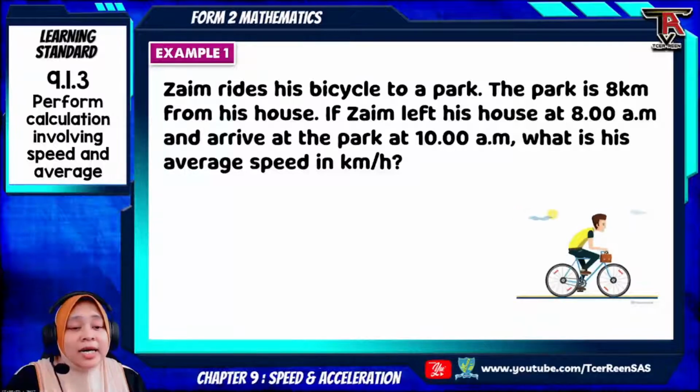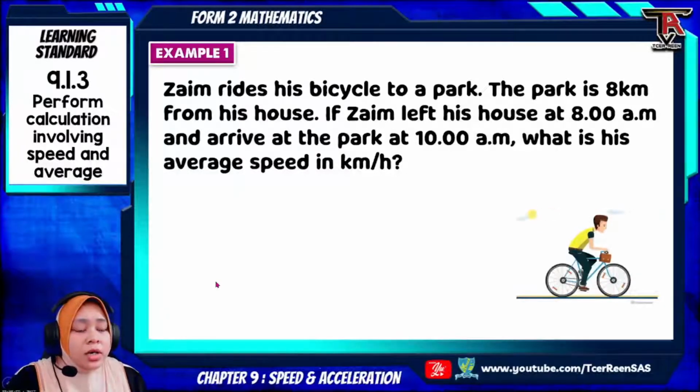Here, Zaim rides his bicycle to a park. The park is 8 km from his house. If Zaim left his house at 8 a.m. and arrived at the park at 10 a.m., what is his average speed in kilometer per hour?